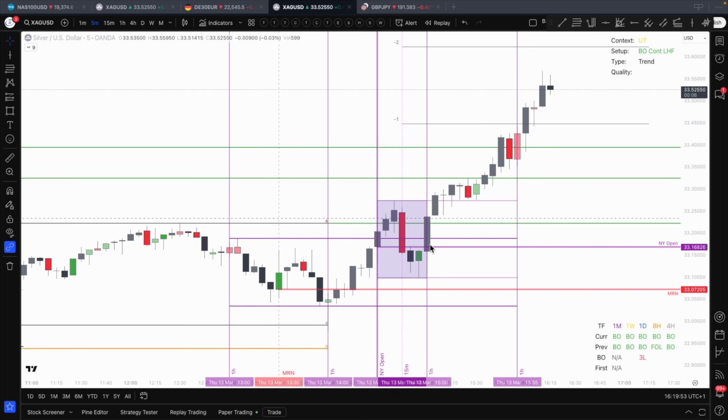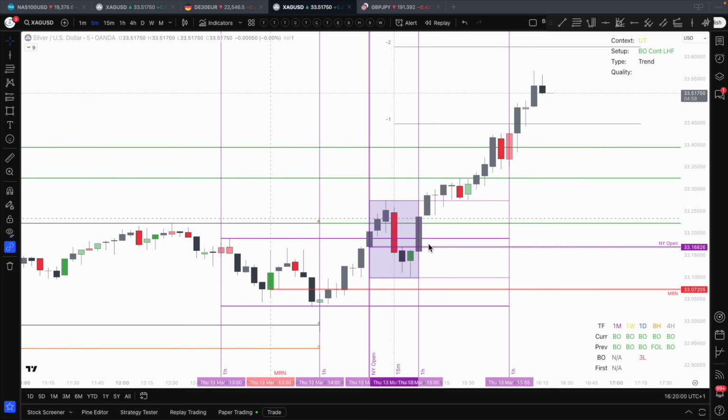I actually took an aggressive entry down here as it reclaimed the New York open level as a first entry. I normally wouldn't do that because you had an 8 hour fake out high, so that's a bit of a counter trend here, but the overall situation was so bullish that I thought I could risk it here.